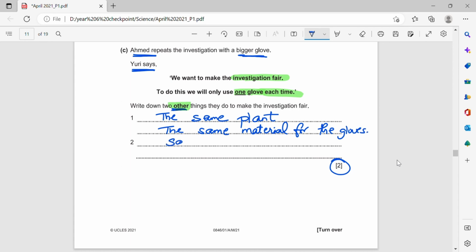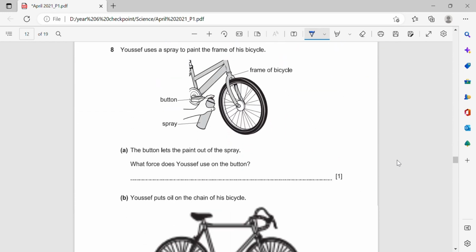They can use the same speed of running and the same distance of running. Okay, next question. Yusuf uses a spray to paint the frame of his bicycle.